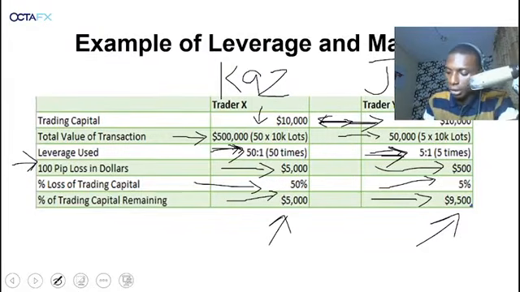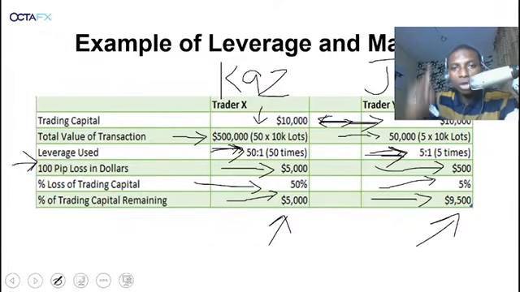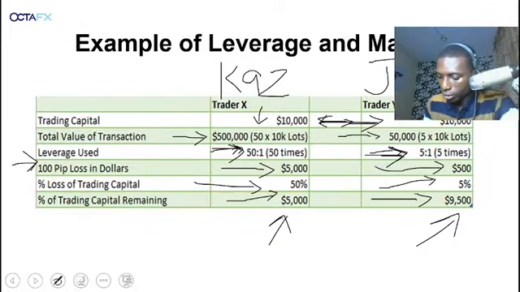Right? So now, if I'm going to ask you, what type of trader do you want to be? Do you want to be trader X, which is Kazim, or you want to be trader Y, which is Jacob? Let me know in the comment section.